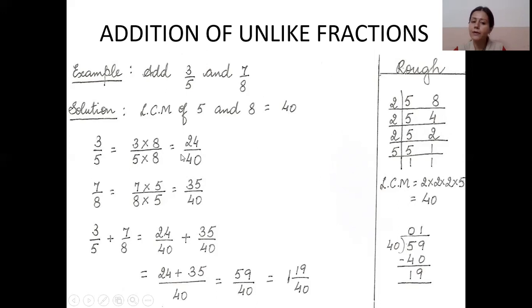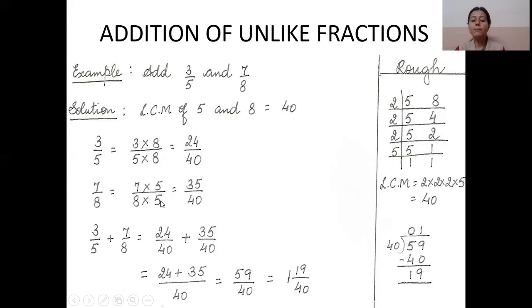5 8s are 40. So multiply 3 with 8, 3 8s are 24. So beta, 3 upon 5 is equal to 24 upon 40. Got it? Now take the next fraction, 7 upon 8. Make the denominator 8 equal to 40. How will you make 8 equal to 40, beta? 8 5s are 40. You are multiplying 8 with 5.